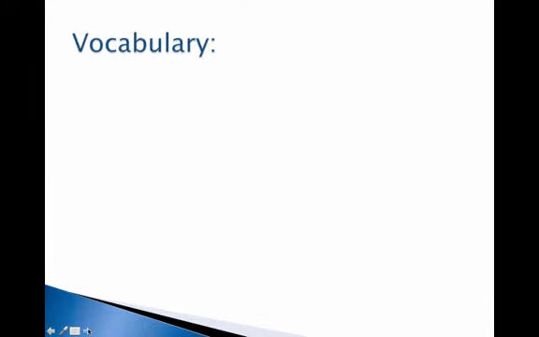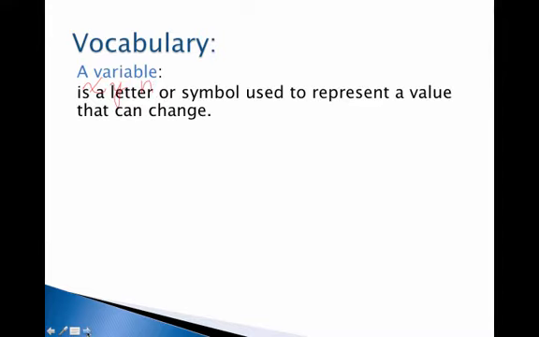Here's some vocabulary that I would like you to be writing down in your notebook. First, it's a variable. What is a variable? A variable is any letter or symbol that we use to represent a value, and that value can change. So what would be an example? A variable might be an X or a Y or an N, or basically any letter you would choose. So a variable is a letter or symbol used to represent a value that can change.